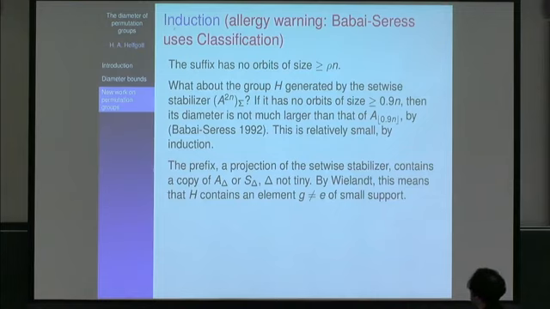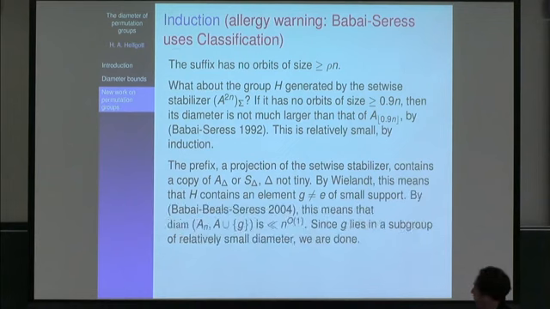But then what happens? Because the diameter of H would be relatively small by induction, you will be able to construct that element relatively rapidly. And it was known that as soon as you have one element of relatively small support, you can construct everything very quickly. In fact, I really do mean construct, as it happens. The diameter becomes polynomial in size. And so we will be done.